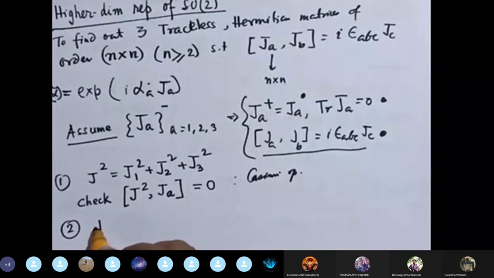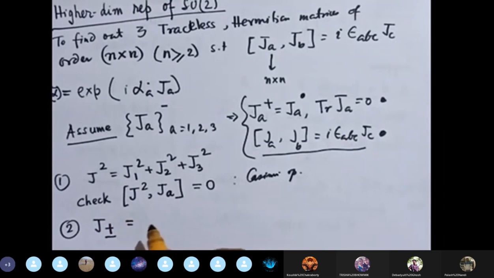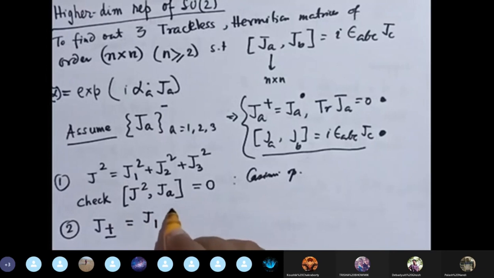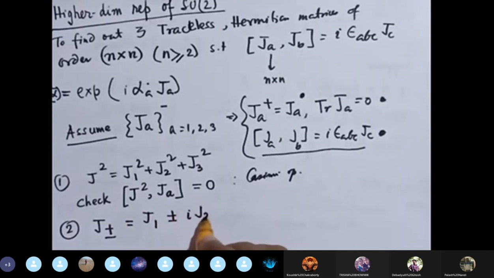Secondly, define two operators J plus and J minus as a linear combination of J1 and J2. Clear? And you can check that. Checking things I am not doing, because this is trivial, and you have also maybe done this in the quantum mechanics class.